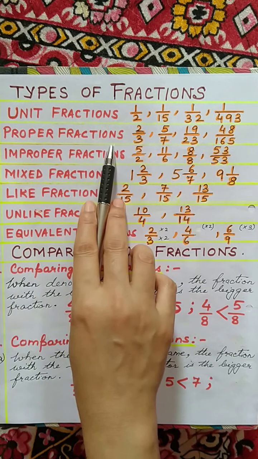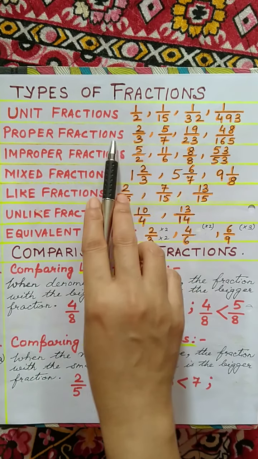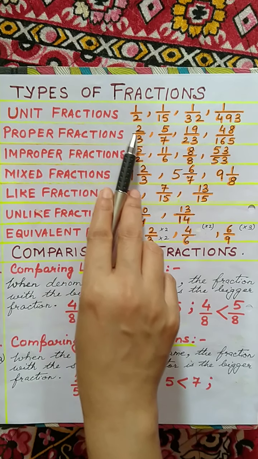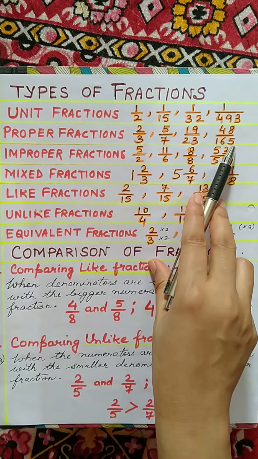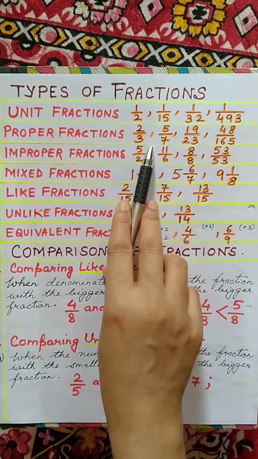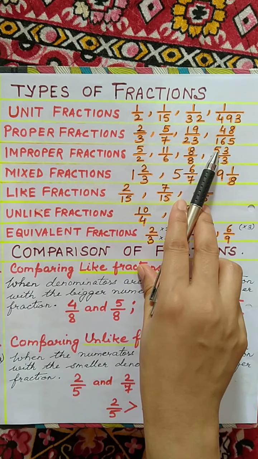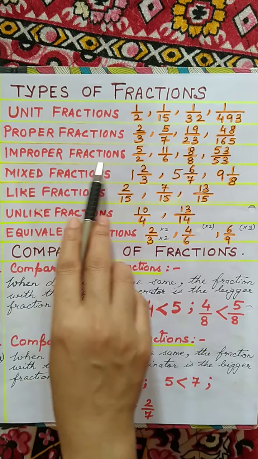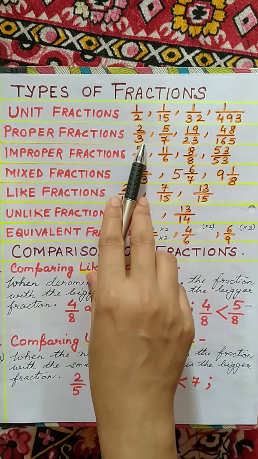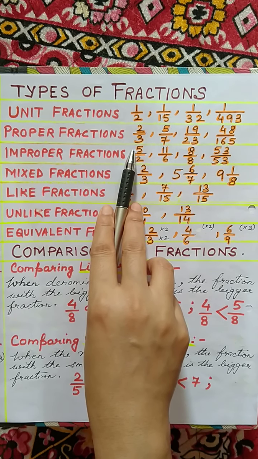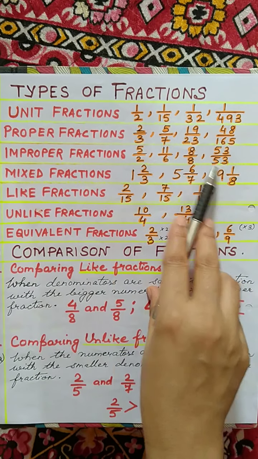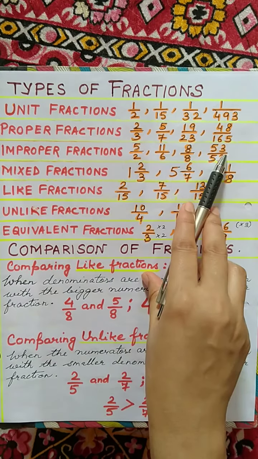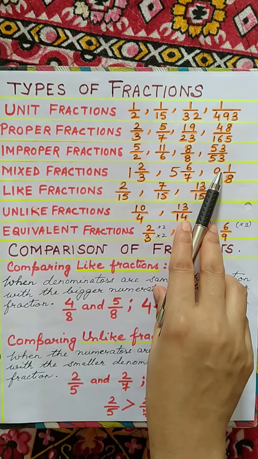Then we have proper fraction. In a proper fraction, the numerator is always smaller than the denominator. So in all these fractions you will see that the numerators are smaller than the denominators. Then we have improper fraction. In improper fraction, the numerator is always greater than the denominator. In this set, all the numerators are greater than the denominators.